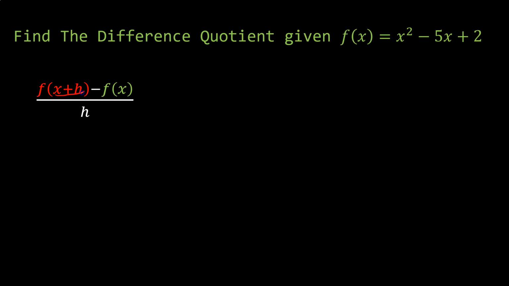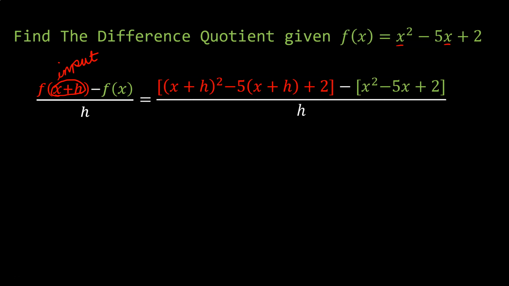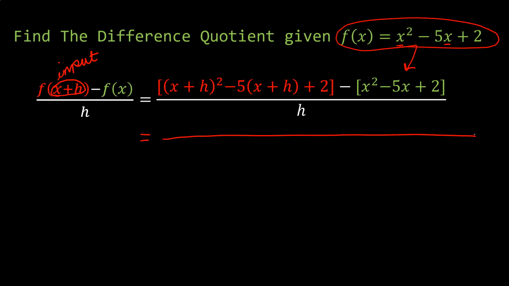For f of x plus h, x plus h is our input. So wherever we see x, we will substitute that with x plus h. So we have x plus h squared minus 5 times x plus h plus 2. f of x is the entire function here, okay, all divided by h. So you are expected in this class to just simplify to get the difference quotient.